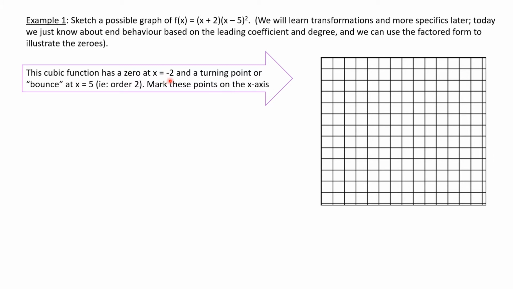It has a 0 at -2. That's this one. And that's going to be a straight through one, a linear one. It's just going to cut through at -2. This factor is going to give us a bounce at 5. So we're going to put on the x-axis.